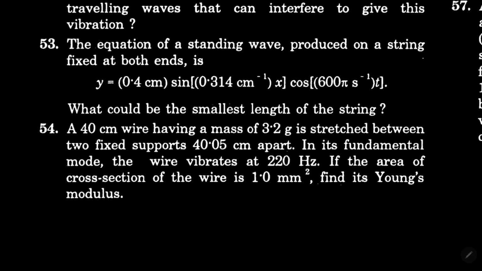In question 54 we have a 40 centimeter wire having some mass. In its fundamental mode the wire vibrates at 220 Hz. If area of cross section is given, we need to find the Young's modulus. So this is solution 54.